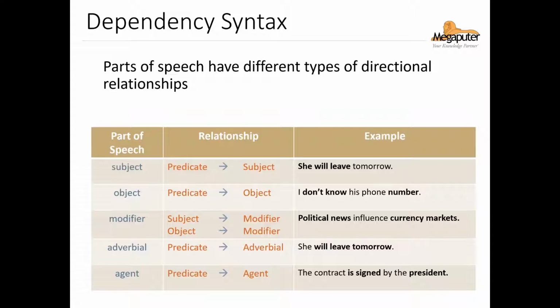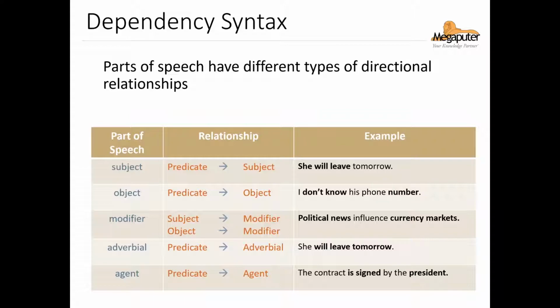So in this case, going from the predicate to the subject, she will leave tomorrow. Okay, she will leave is an example of that relationship. The predicate will leave has a relationship to the subject she. Will leave is the action there. It's the verb. And who is doing that verb? It's the subject, she. That's why there's a relationship from the predicate to the subject.